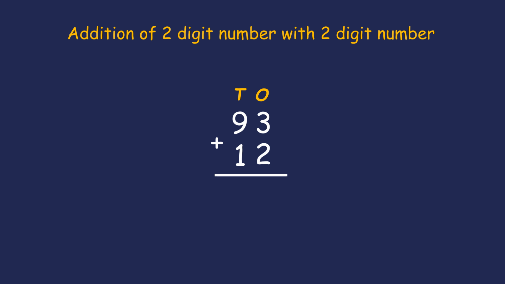Let's take another example. Let's add 93 plus 12. Let's add the ones column first. 3 plus 2 equals 5. Then, let's go to the tens column. 9 plus 1 is 10. Our sum is 105.